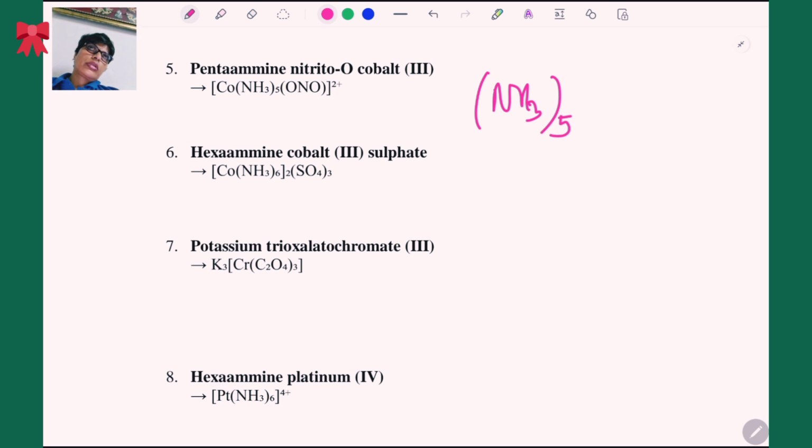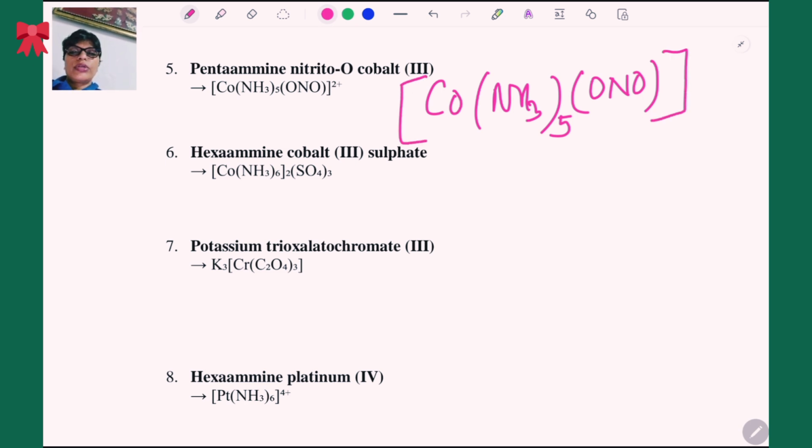So nitrito O means the NO2 is connected through the oxygen atom, so you write it as ONO. You're not going to write it as NO2 because it's not nitrito N, it is nitrito O. Got it? And after that it's written cobalt. So write cobalt, close the square bracket, and now let's do the rough work.